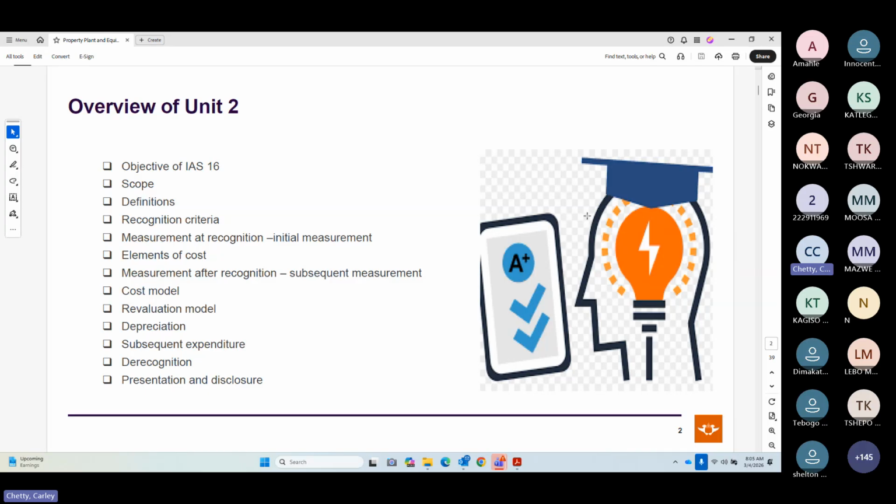And there were two models that we saw. We've looked at the cost model. Today, we'll be looking at the revaluation model in more detail. We looked at depreciation and subsequent expenditure. And then we also looked at derecognition, what to do when an asset is disposed of. And we looked at some presentation and disclosure. We'll be looking at presentation and disclosure again today when we look at the revaluation model.